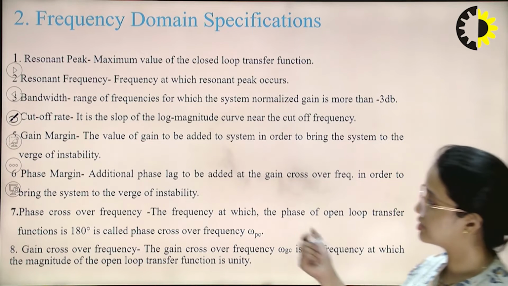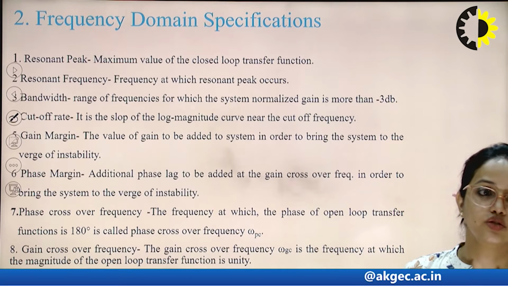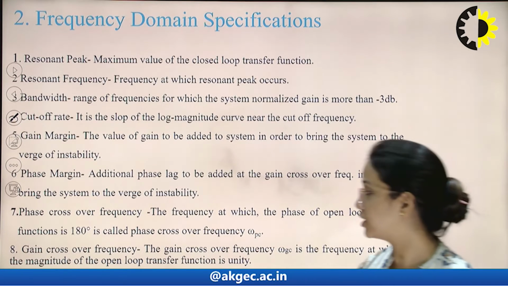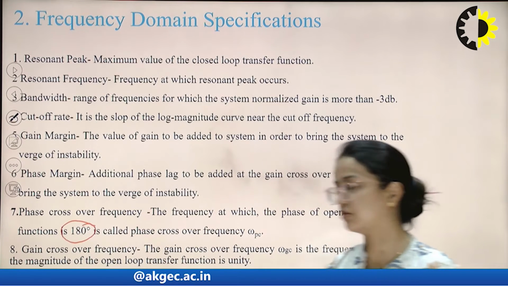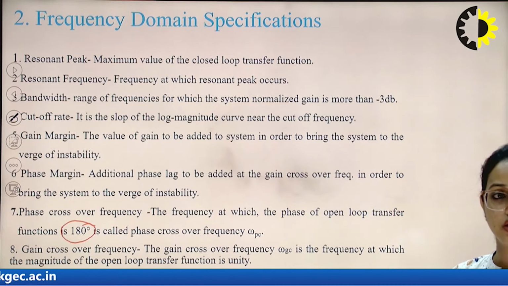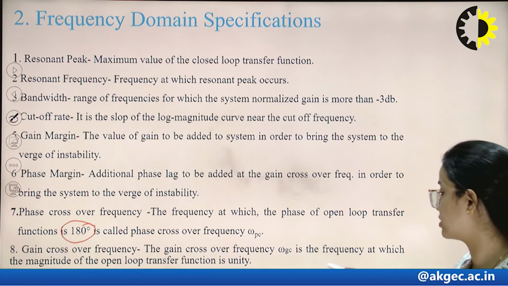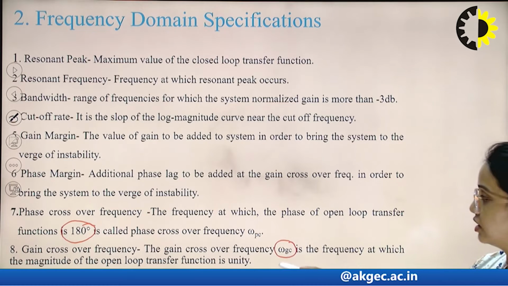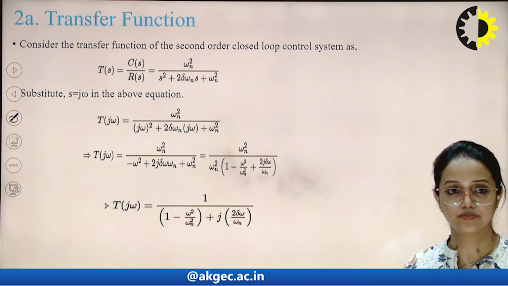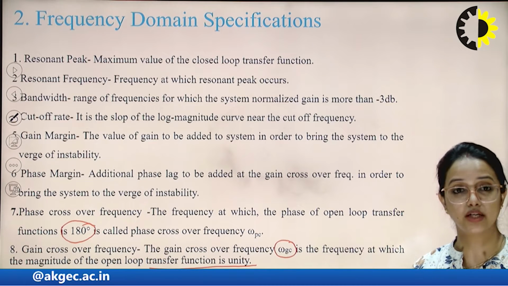Corresponding to gain margin and phase margin, we have the phase crossover frequency and the gain crossover frequency. The phase crossover frequency is the frequency at which the phase of the open loop transfer function is 180 degrees. The gain crossover frequency is the frequency at which the magnitude of the open loop transfer function is unity, that is, where the gain of the system is 0 dB. So we can say the magnitude is unity, or when we talk about gain, that is 20 log of the magnitude.